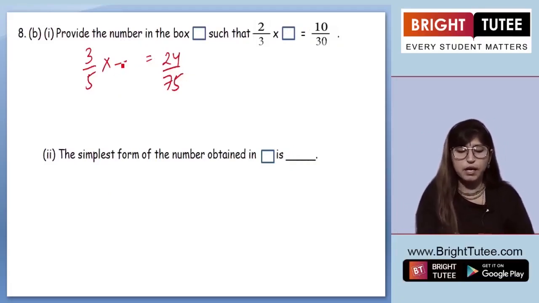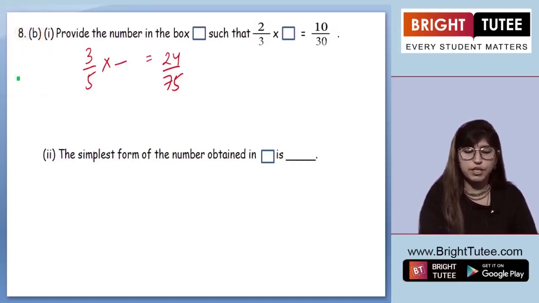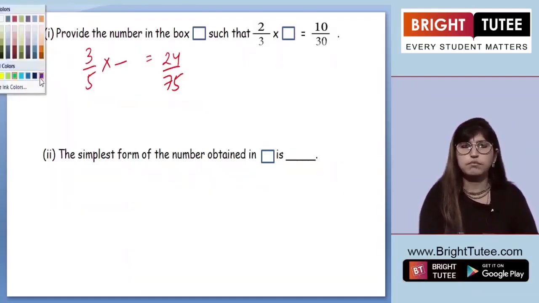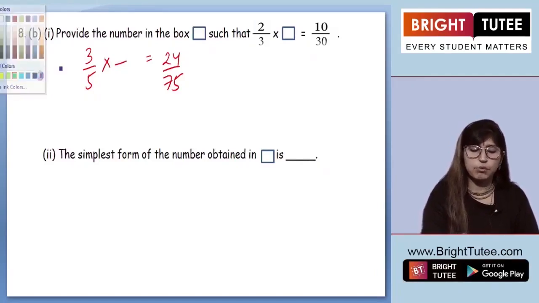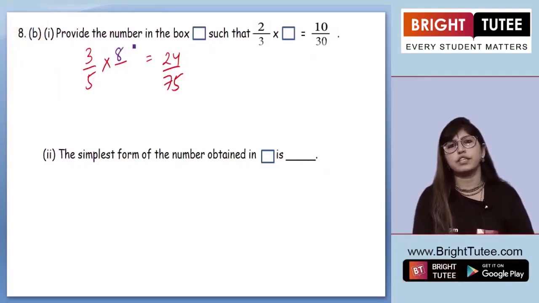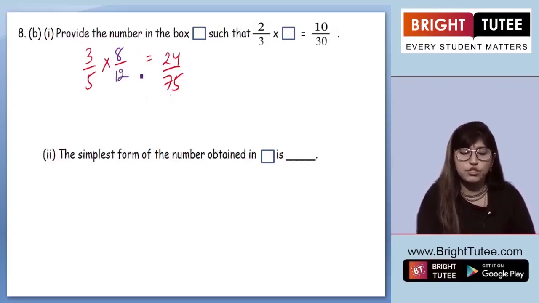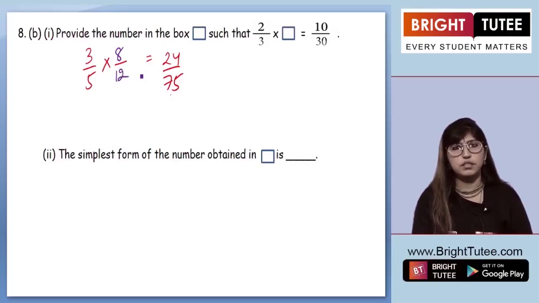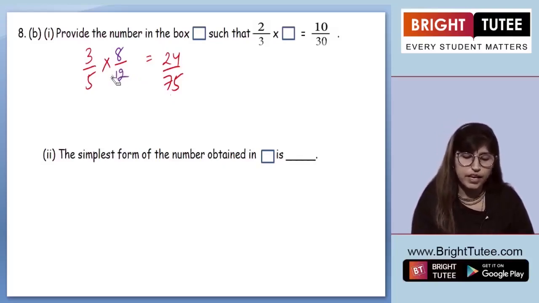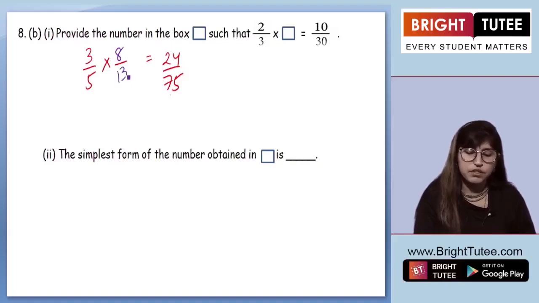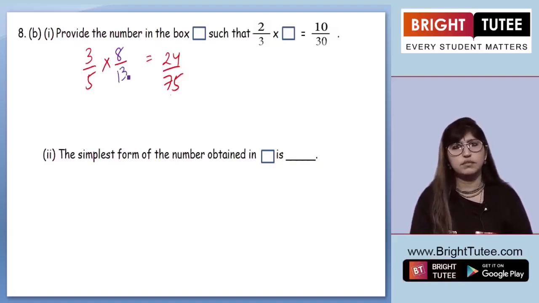So what do we multiply by 3 to get 24? Take a good guess. 8. So we'll be multiplying by 8, then only we can write 3 times 8 is 24. How about the denominator? What do we multiply by 5 so that we can get 75? Either you can check that out, or we can divide 75 by 5 and we'll be getting 12 over here. Isn't it? No, that's correct. You got me. That will be 13 over here. Isn't it? We have 24 by 75.